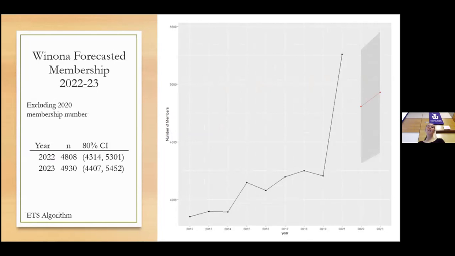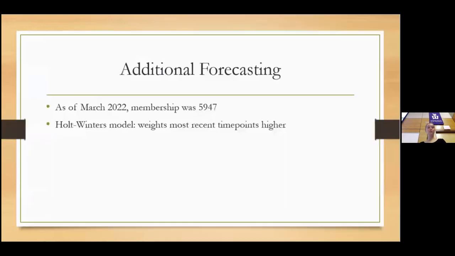And then here is a separate model also using that basic ETS algorithm but excluding the year 2020 due to COVID. This predicted the membership in 2022 to be about 4,800, and then it also predicted it to increase into the following year. After presenting this to the client, we learned that as of March 2022, the membership was already well over 5,000, and that already surpassed the forecasted totals from the previous model for the entire calendar year.